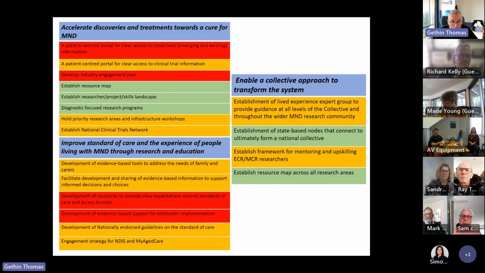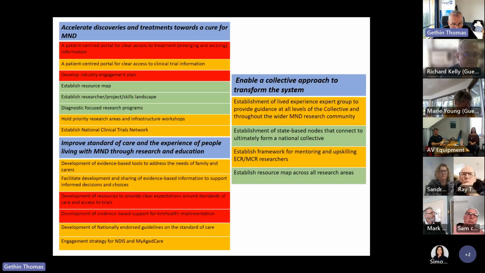So, a few of the achievements that the collective have aimed for. One of the core aims is accelerating discoveries and treatments. What we really want to do is develop a resource map. We are identifying who's doing what in Australia, and who's got what resources, so everyone can access those. We also want to identify priority research areas and workshops. We're doing that at the moment.